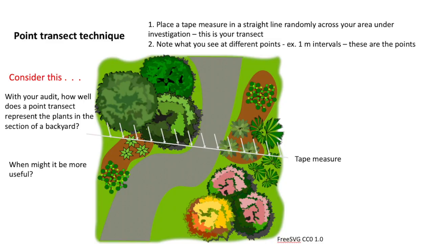One of the techniques is called a point transect, and you're going to place a tape measure in a straight line randomly across your area under investigation. You'll note what you see at different points, for example, 1 meter intervals, or in a larger area, 5 meter intervals. And with your audit, consider how well a point transect represents the plants, in this case in a section of a backyard. When might one of these be more useful?